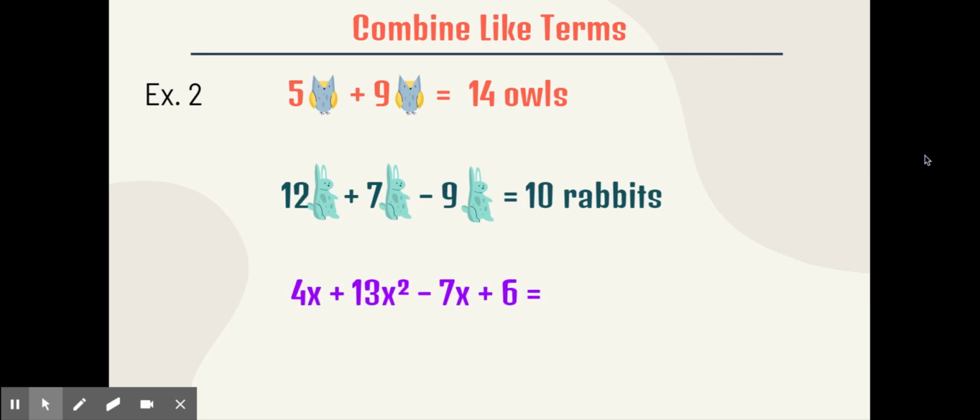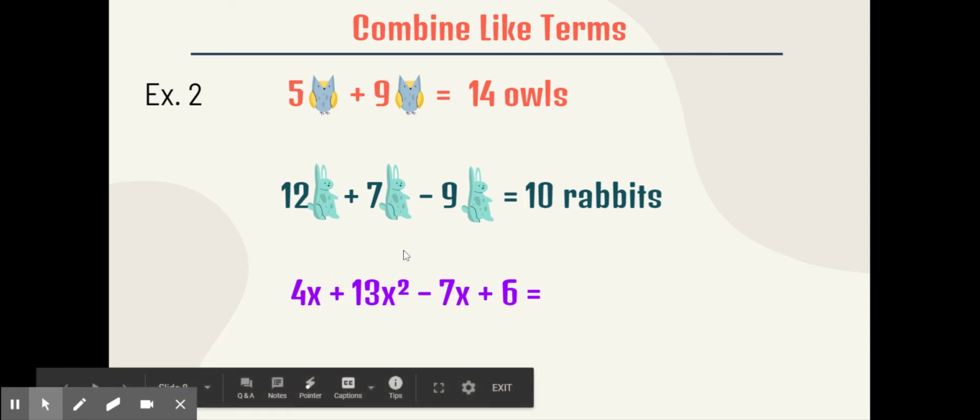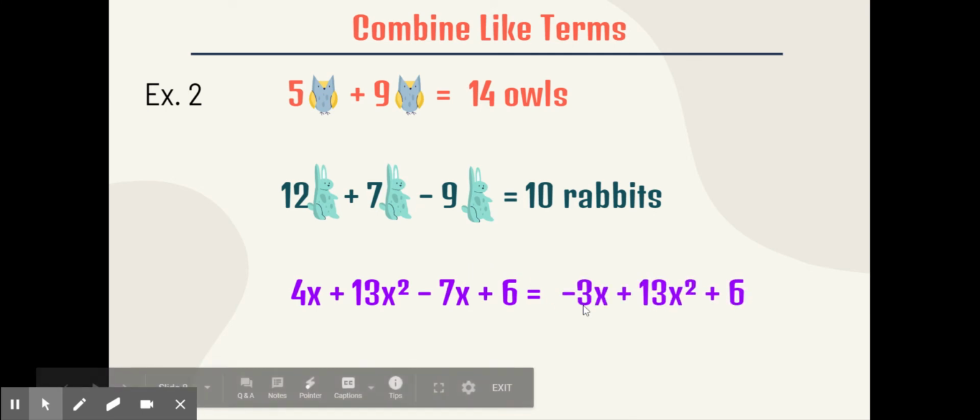Here we have 4x plus 13x squared minus 7x plus 6. Well, the only like terms we have are the 4x and the minus 7x. So you are putting in your calculator 4 minus 7 and then writing the rest of it down there. 4 minus 7 is negative 3. Stick the x on it. There is not another x squared term to add to 13. There is not another constant to add to 6. This is the answer.